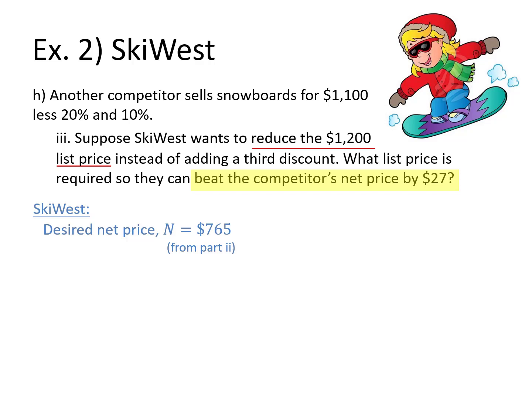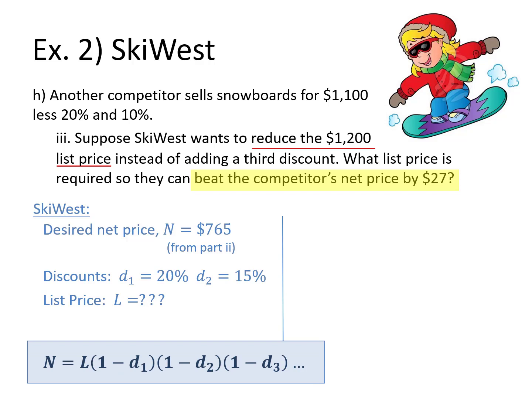So the idea now is to change the list price, not the discounts. So we're going to maintain our discounts of 20% and 15%. There will not be a third discount. But instead, we want to change the list price to be lower. So what list price is going to be required? Well, it's going to take a little bit of algebra. Let's plug in what we know into our net price formula.